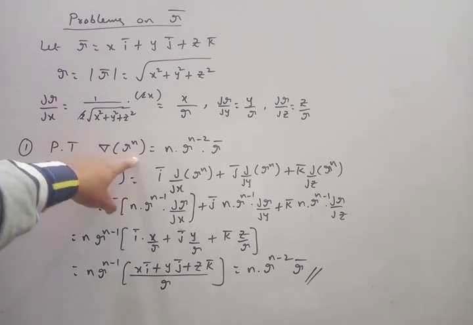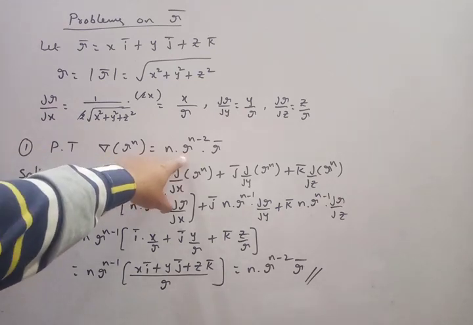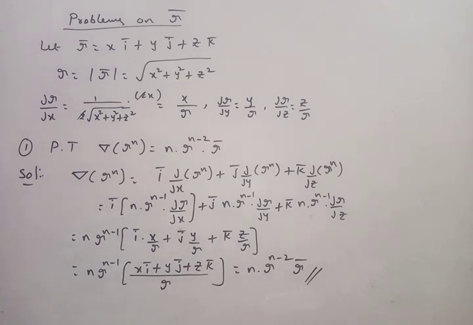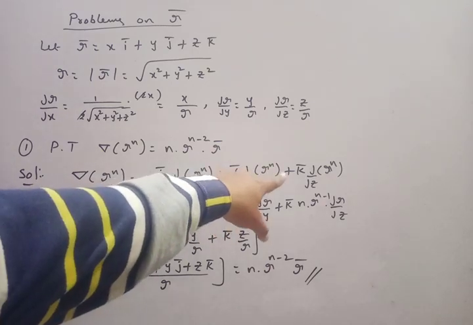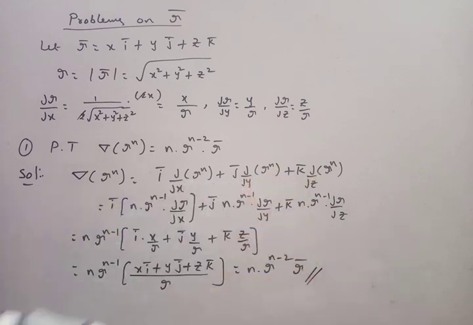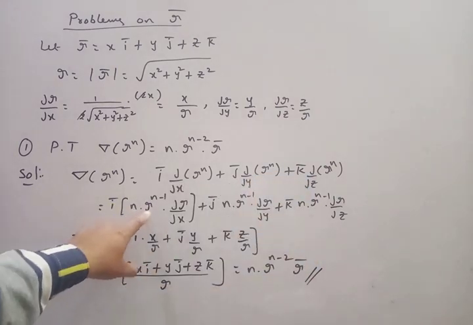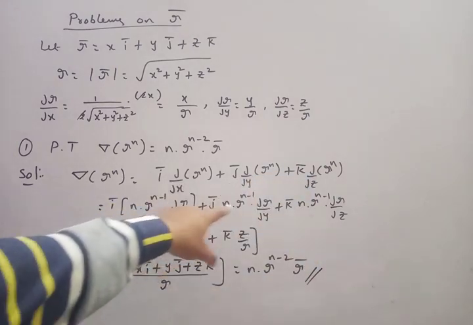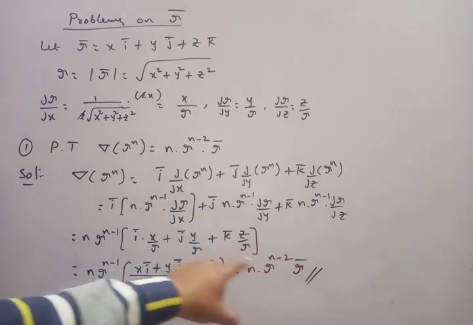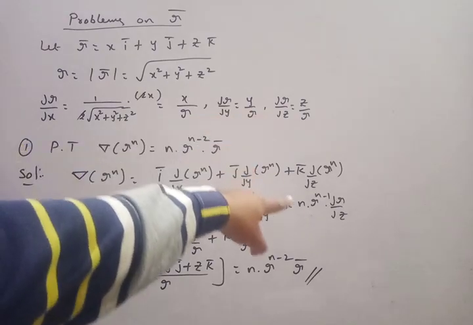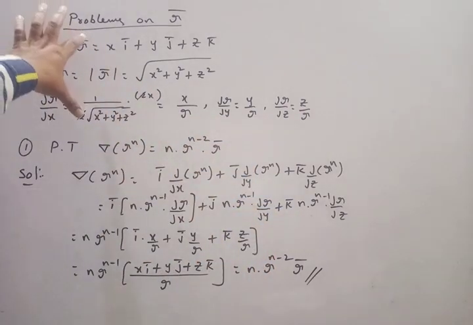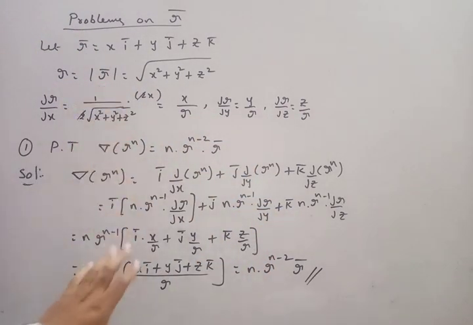Understand here, del of r power n we have to prove is n into r power n minus 2 into r bar. So del of r power n is what? The gradient formula: i bar dou by dou x of r power n, j bar dou by dou y of r power n, k bar dou by dou z of r power n. Then differentiate: n into r power n minus 1 dou r by dou x, similarly with respect to y and z. Dou r by dou x is x by r, dou r by dou y is y by r, dou r by dou z is z by r. First you have to write this full data over here, so it will come lengthy.